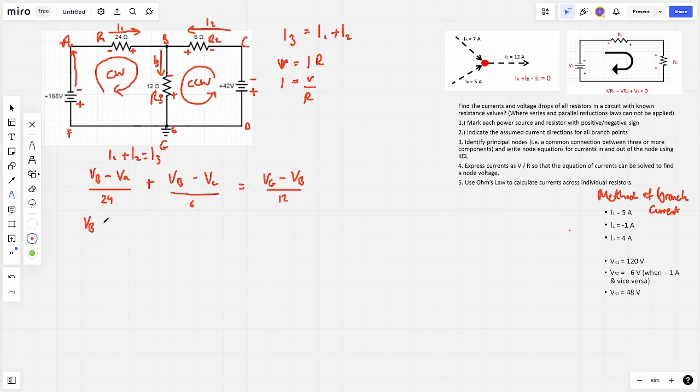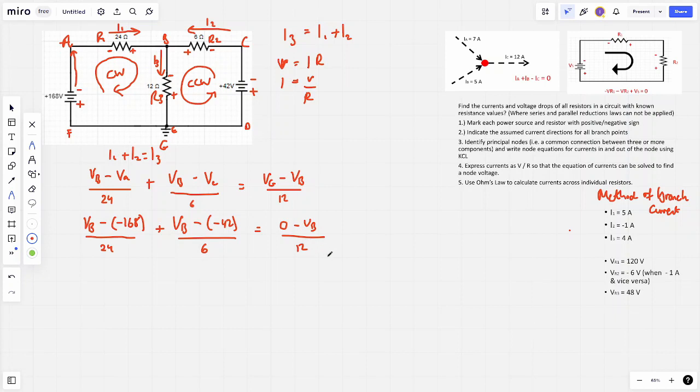So that's VB minus VA, which is minus 168, all over 24, and then VB again, which we don't know, minus VC, which we just said is negative 42, over 6, equals VG, ground, which is always 0, also known as the earthing point, which is 0, minus VB, which we don't know, all over 12.